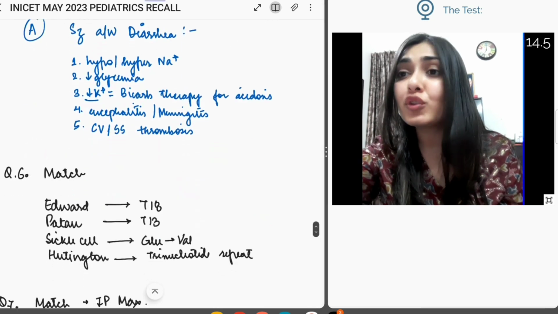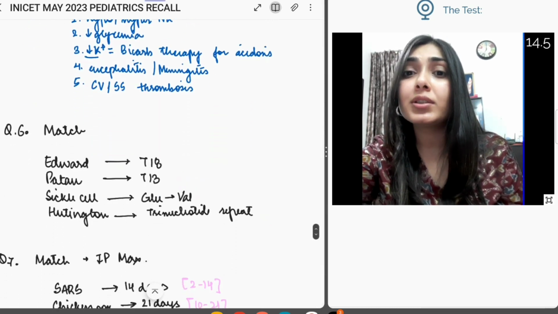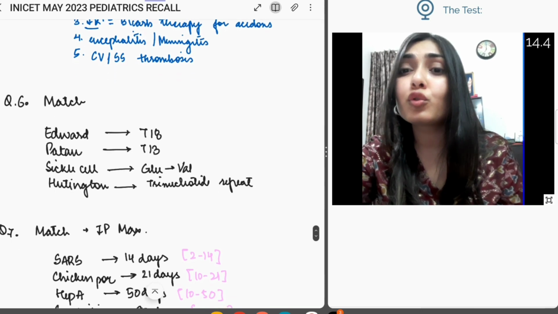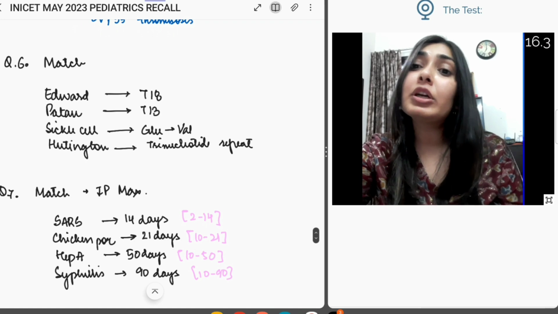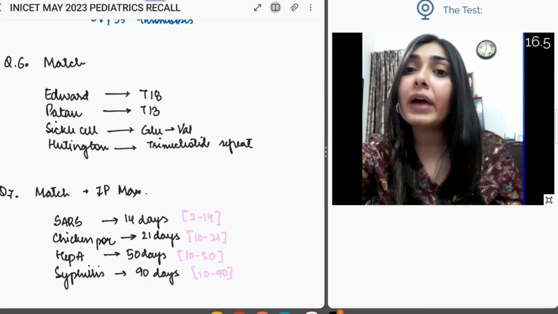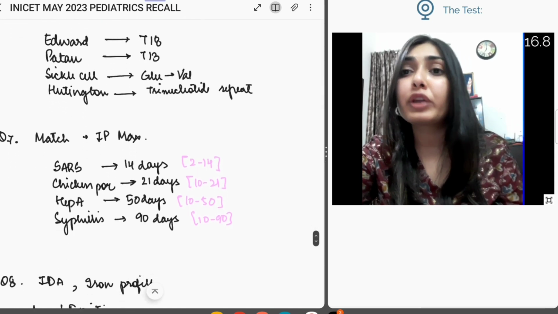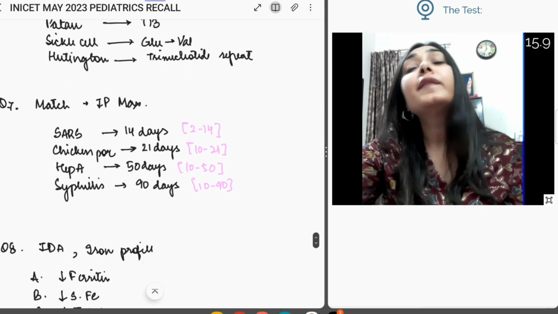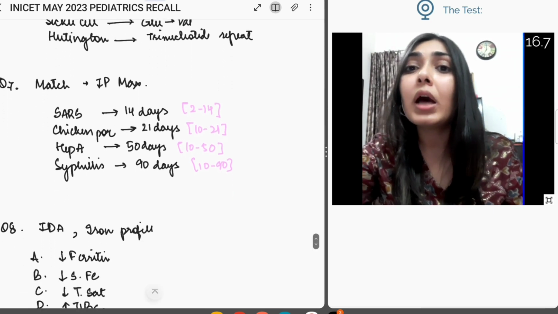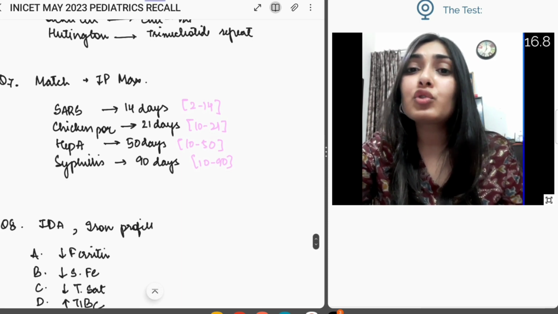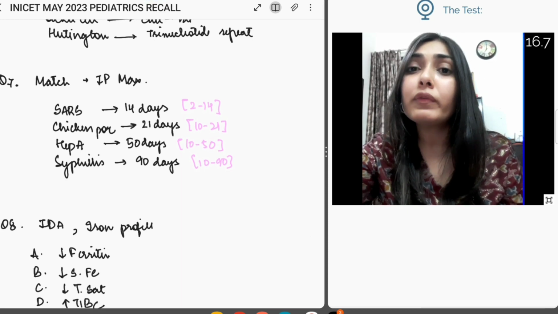Next question was a match the following question, in which the syndromes were given: Edwards syndrome, trisomy 18, Patau syndrome, trisomy 13, sickle cell anemia, glutamine is replaced by valine, and Huntington disease, which is a trinucleotide repeat disorder. Another match the following question, in which maximum incubation period was asked. SARS virus, chickenpox, hepatitis A and syphilis were given.